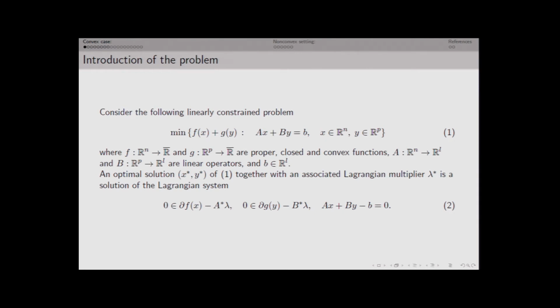So we are interested in the ADMM method. The problem that we are considering is this problem 1. Everyone has seen this; I'm just putting the notation. F and G are closed convex functions, and A and B are linear operators, matrices. I'm just recalling that we have this Lagrangian system for the problem. Both problems are equivalent, so we can solve the Lagrangian system instead of problem 1.